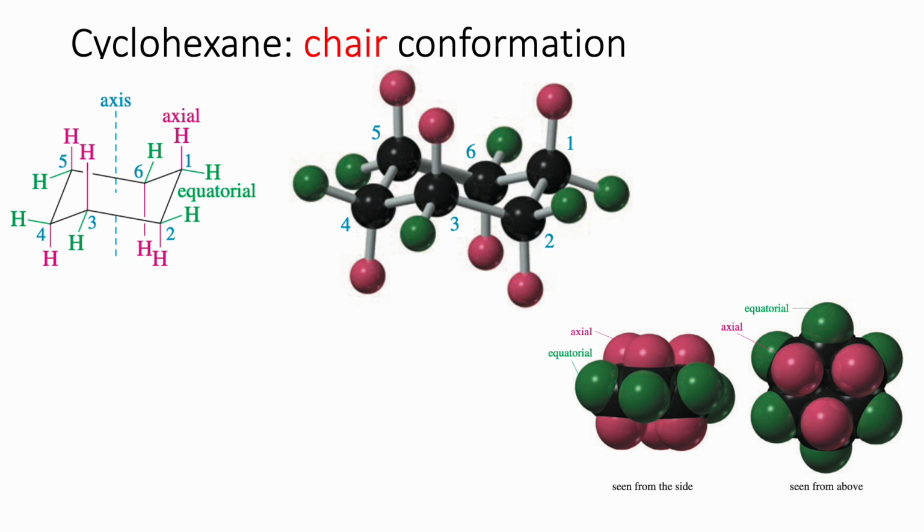So groups that are on the equatorial position are generally more stable than groups that are in the axial position, because if you're in one of these green positions, there's more space for you to spread out, and if you're in one of these red positions, you're more likely to bump into atoms that are also in a red position. The red positions are closer to each other. The green positions are further away from each other.